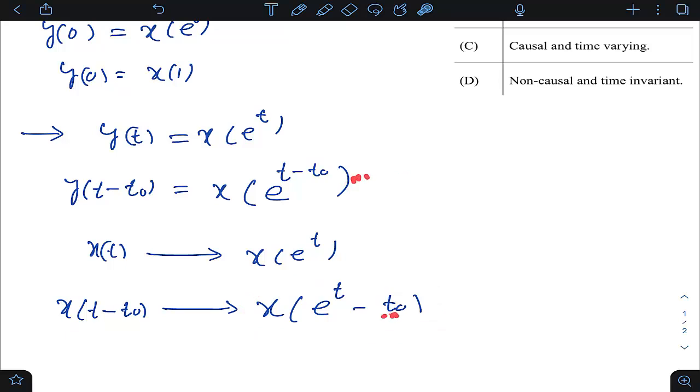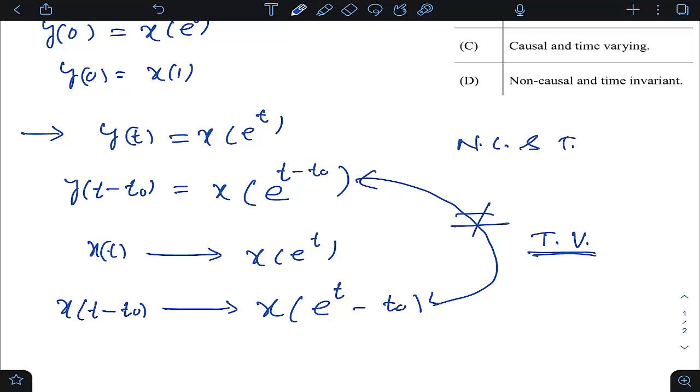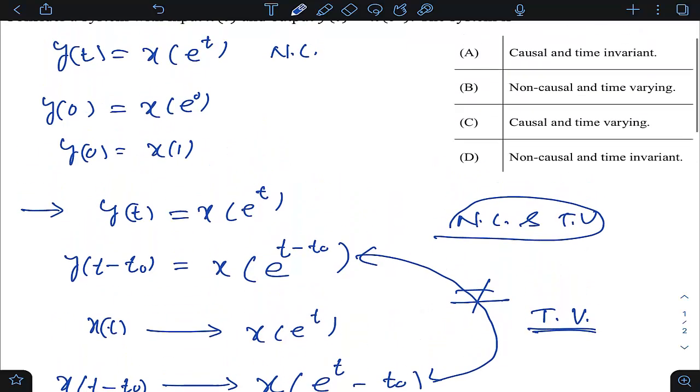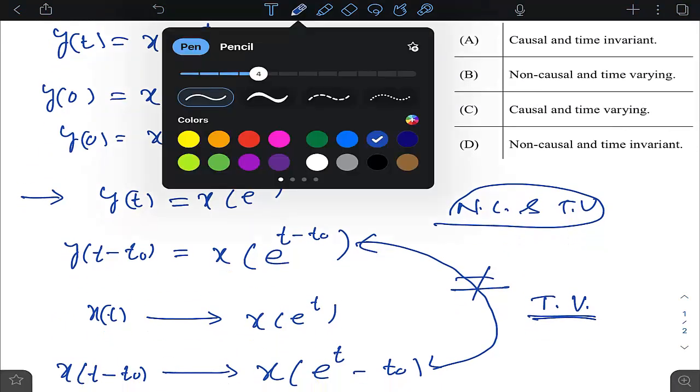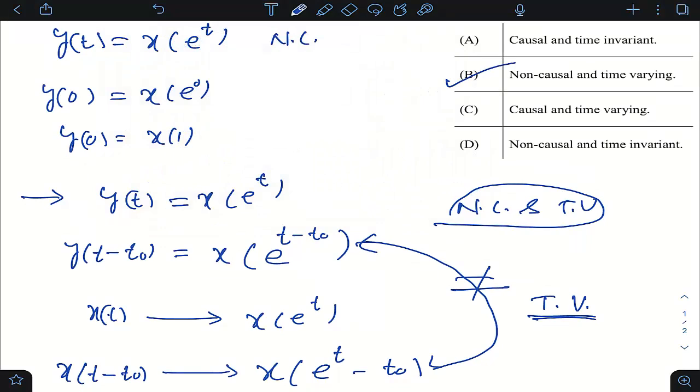If they are the same, it is a time invariant system. If they are not the same, it is a time variant system. Now I can clearly see if I compare this and this, they are not the same. So because they are not the same, I can say that this is a time variant system. So the answer is non-causal and time variant. If you check this, non-causal and time varying is given by only option B. So B is the right answer.